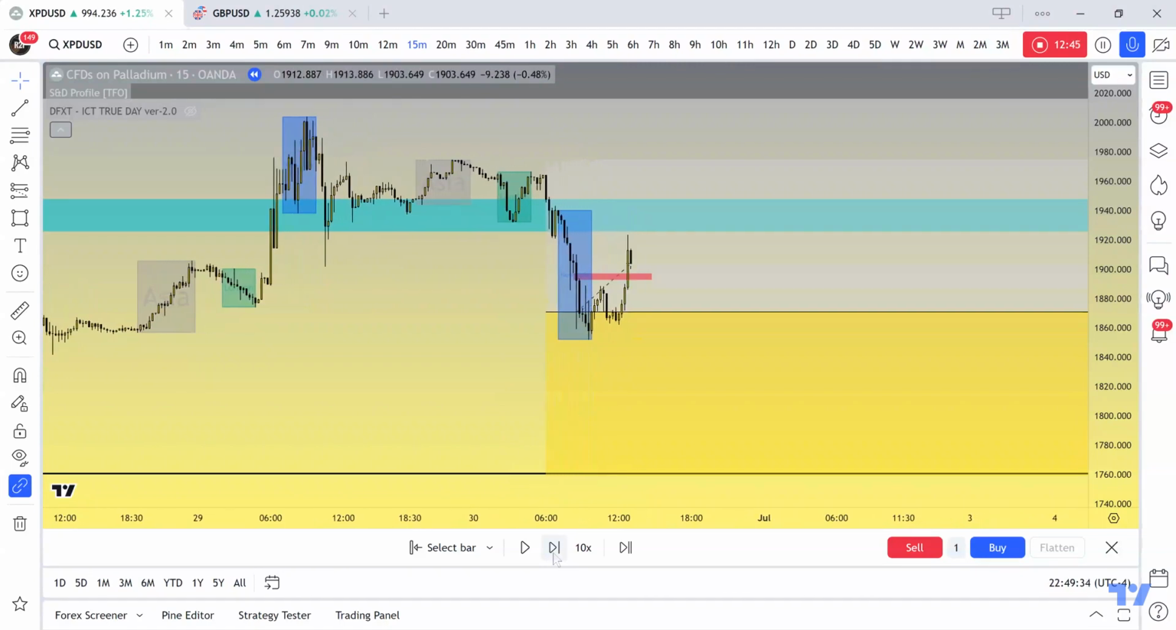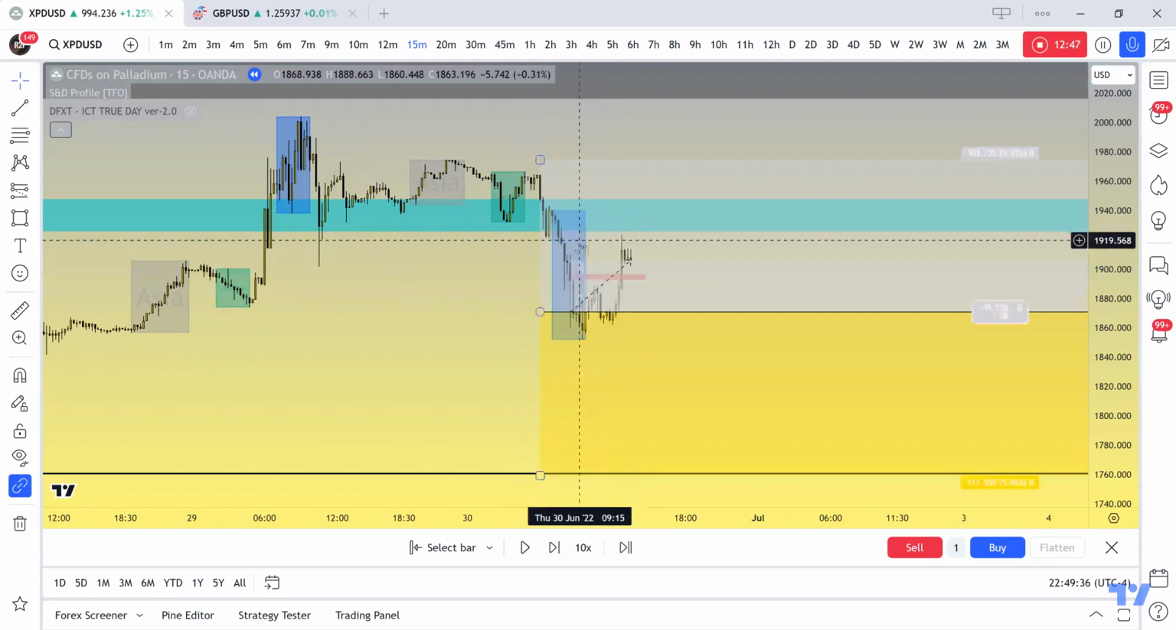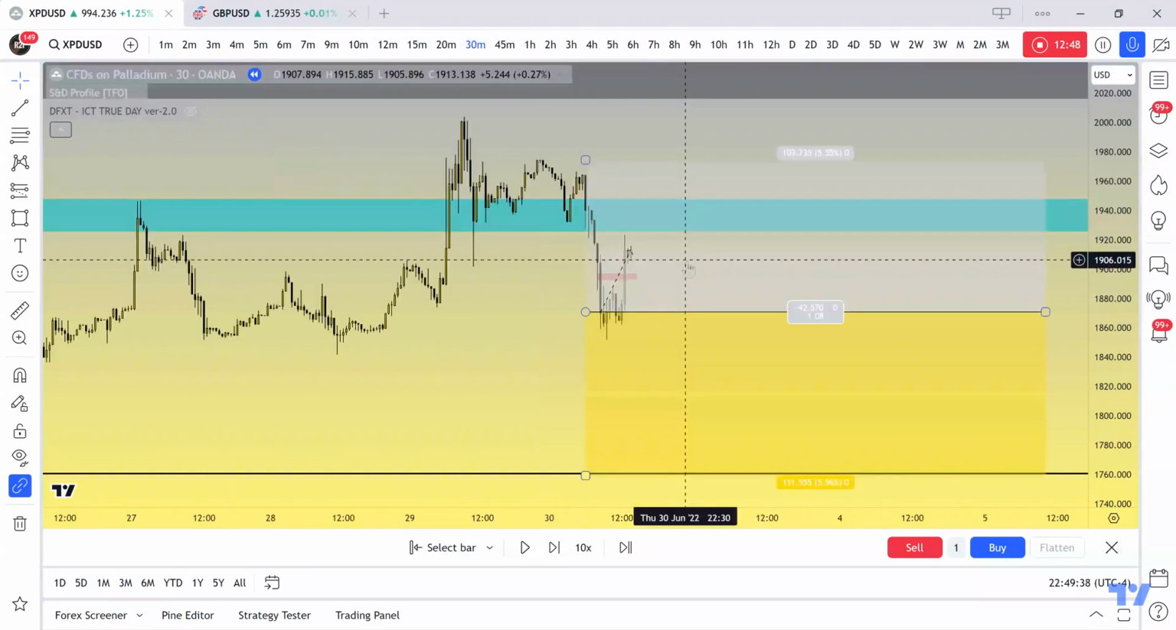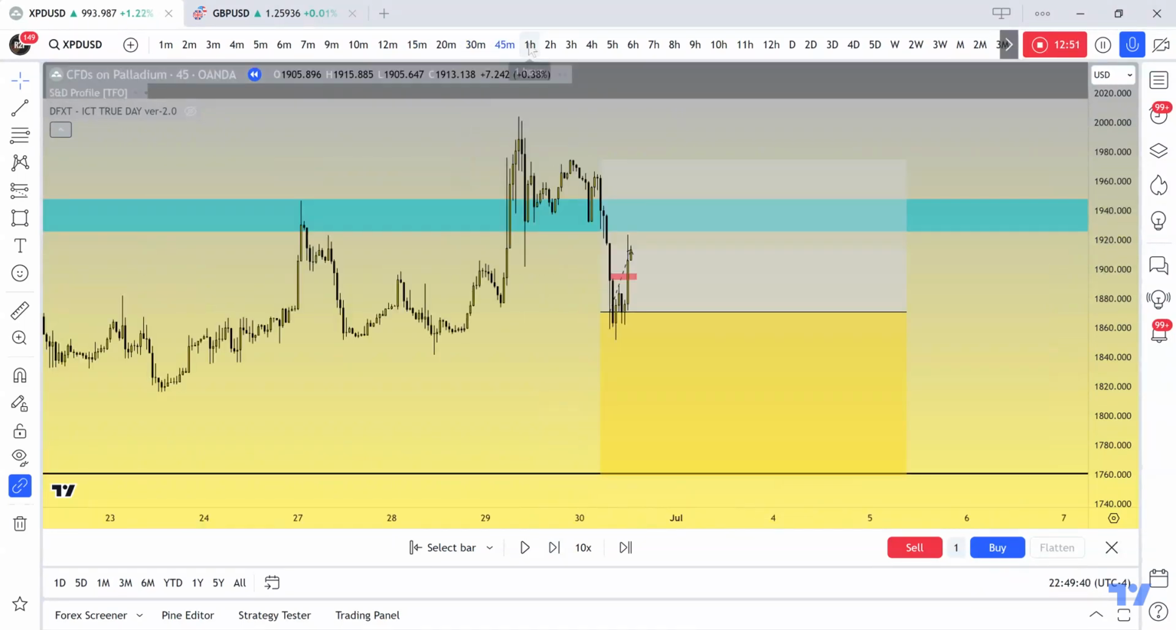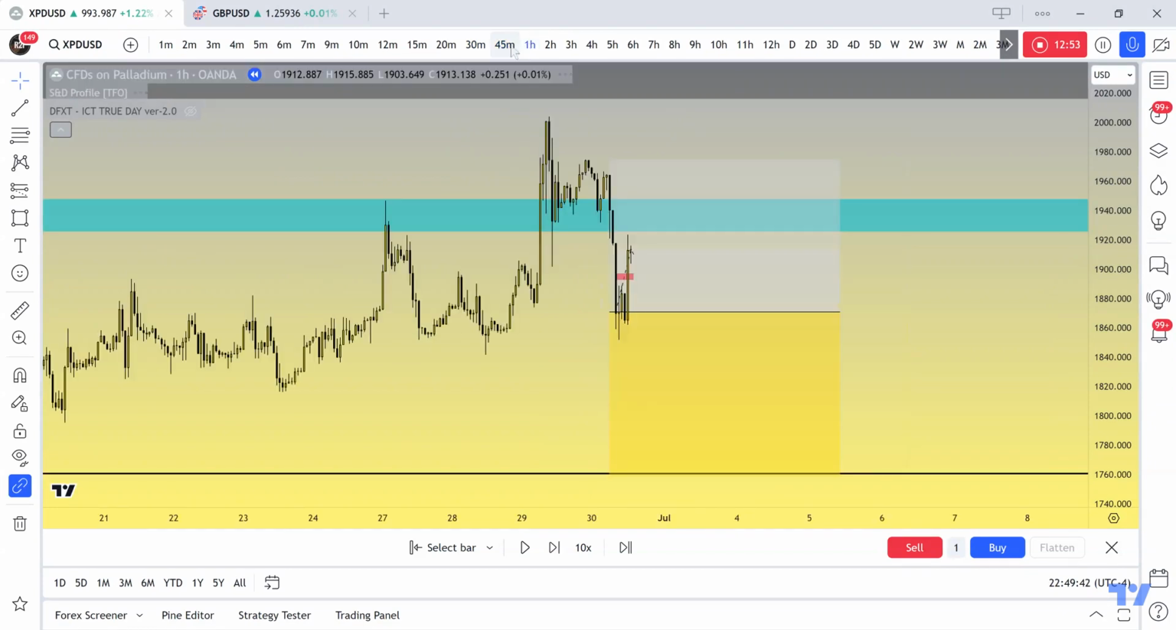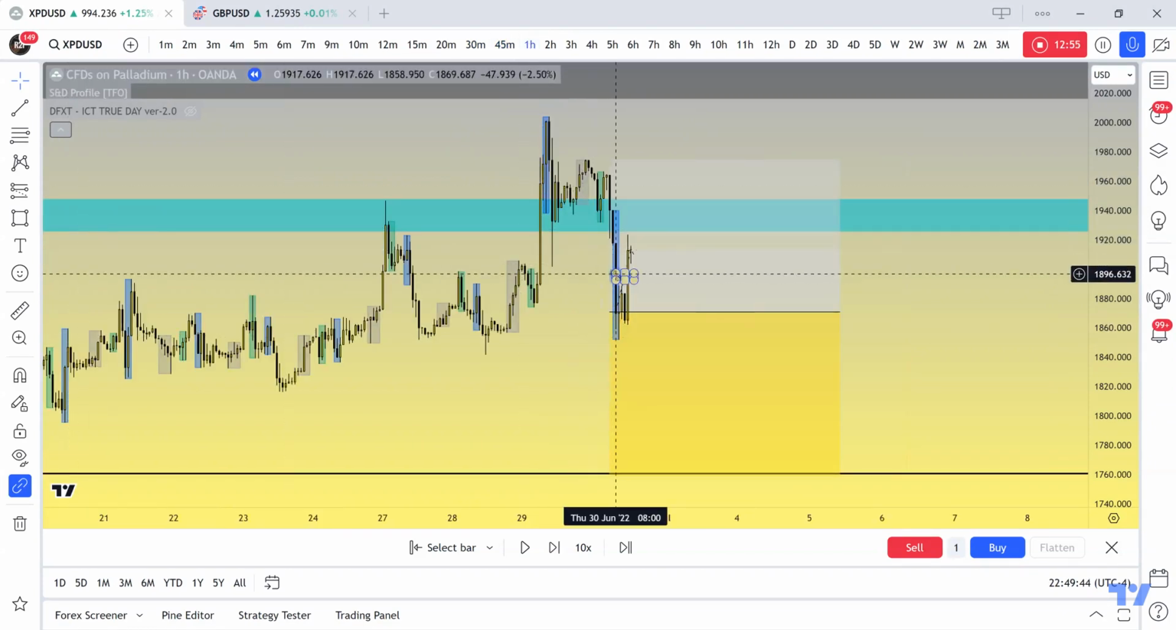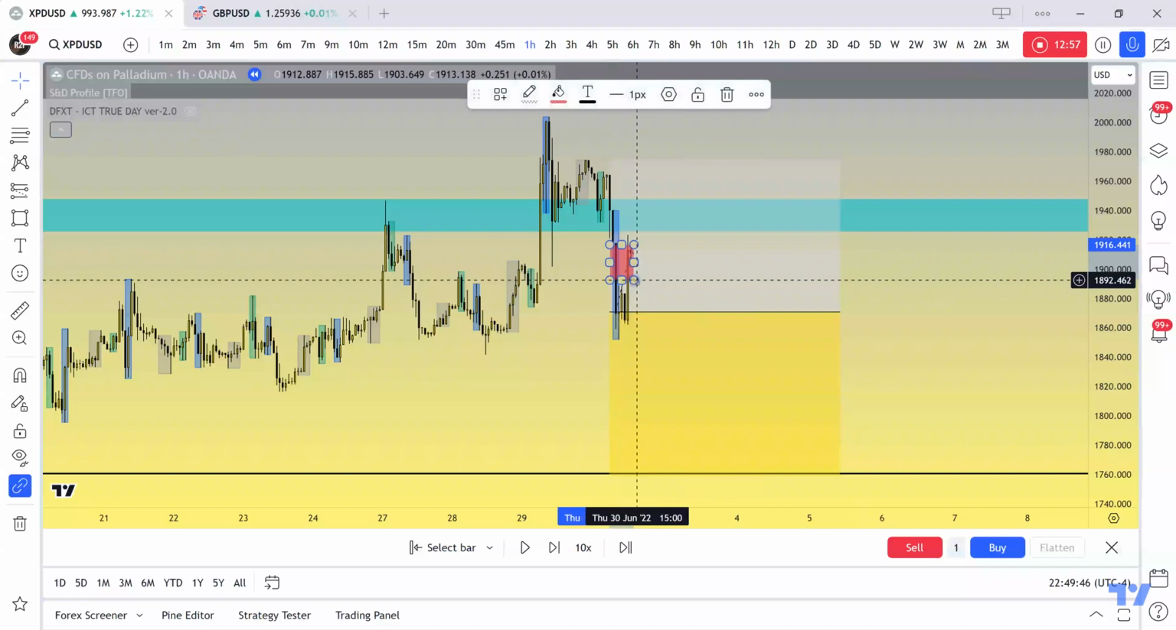Let's see if we come into there. We do. We come into this gap. It's probably a higher time frame gap as well. It's 30-minute, 40-minute. It's an hourly. Okay, let's stick on the hourly. Let's annotate this big hourly gap.